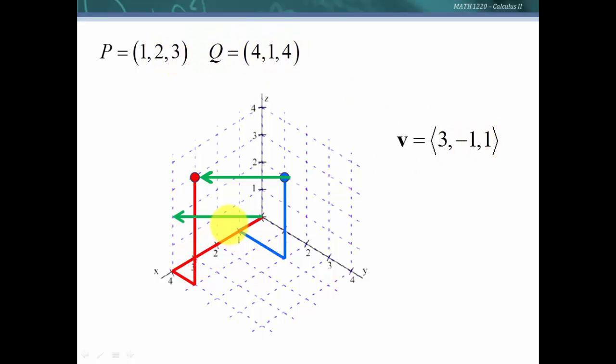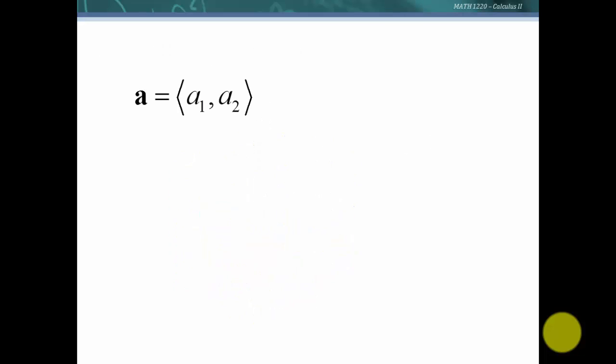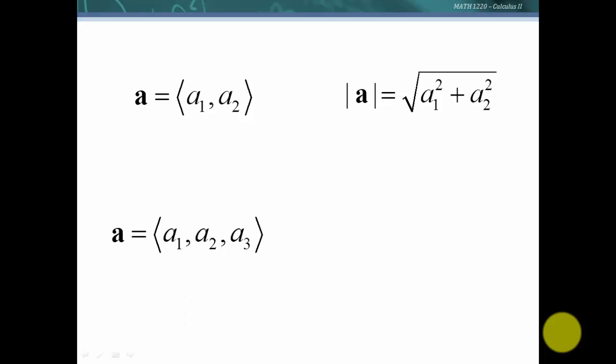And you can see that's the case here, because if we went out 1, 2, 3, and we did negative 1 in the y direction, and then we did 1 in the z direction, we would end right there. So if we have a vector and we want its magnitude or its length, we use the distance formula essentially. Well, in 3 space we can do the same thing. We have a 3-component vector, so if we want its magnitude, we can apply again the distance formula.